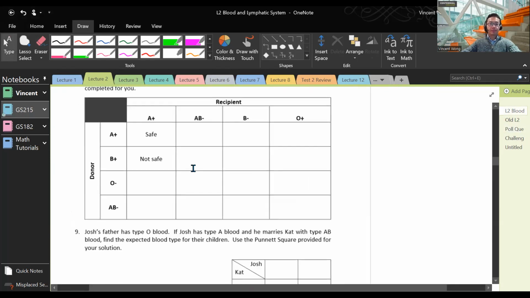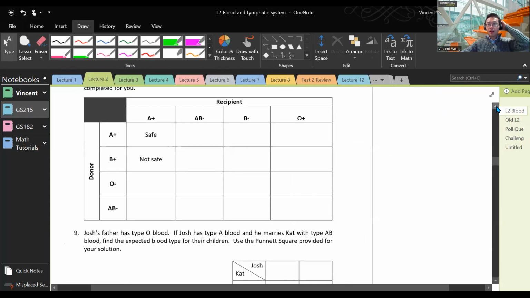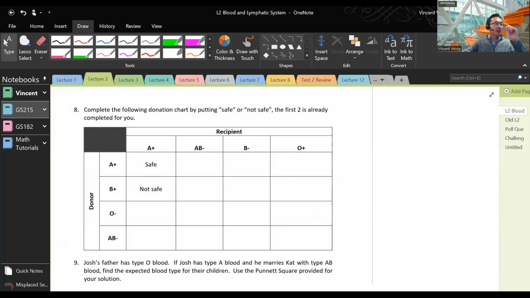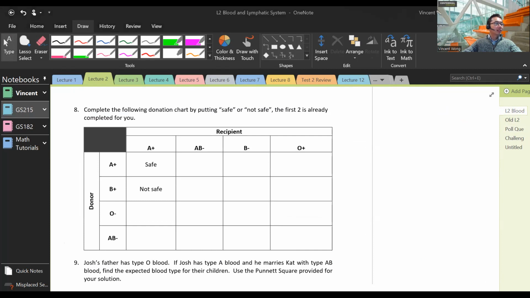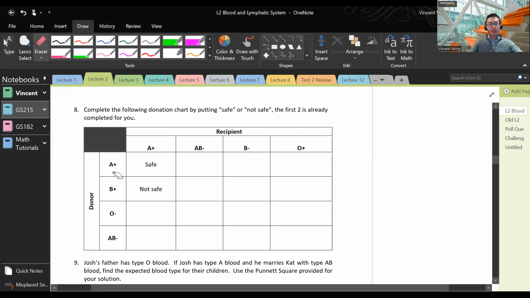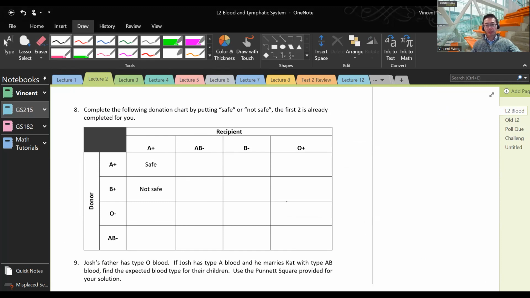Here's another chart. I'll give you a moment to try that out. We have the donors here. We have the recipients here. So can A positive give to A positive? Of course, it's the same blood type, so it's safe. What about A positive to AB negative? So you just go through the table and we will take it up in a minute or two. Okay, go ahead.